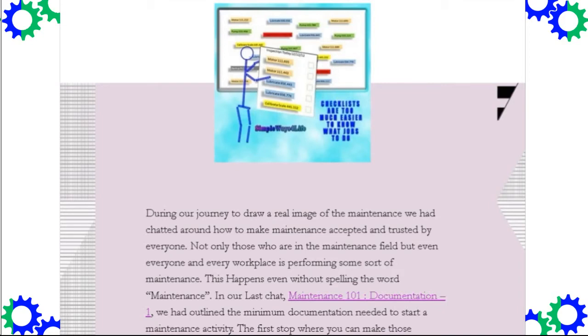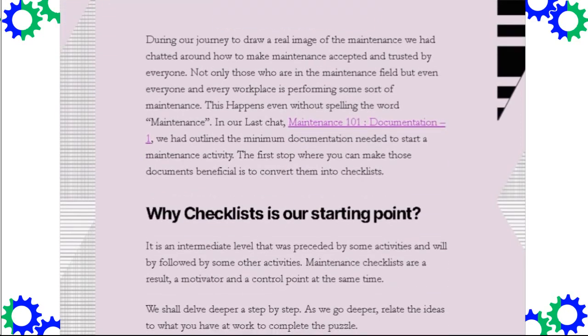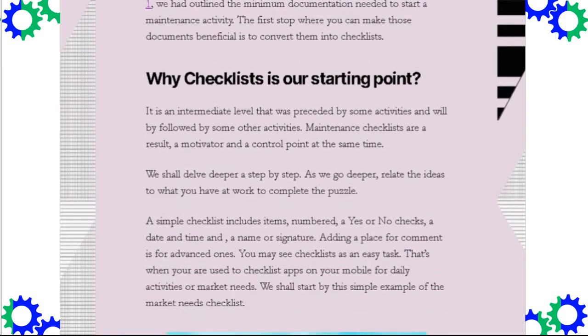Why? Because it tells the maintenance team what to do. And the maintenance checklist, I like to call it a motivator, a control, and a result. So it's working on three aspects. It's a result, it's a motivator, and it's a control point. What do we mean by that? We are going to go step by step to understand what should be in the checklist, and why it is a result, a motivator, and a control point.